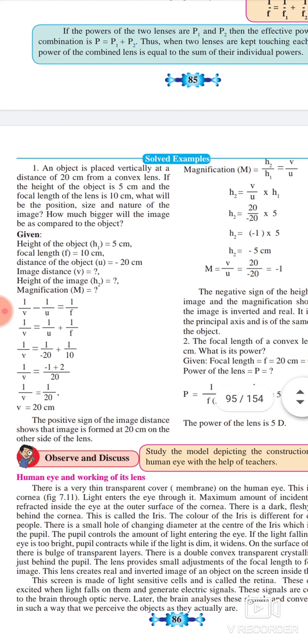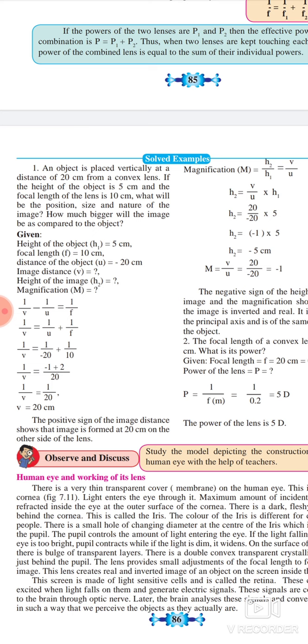What does the positive sign show? The positive sign of the image distance shows that the image is formed at 20 cm on the other side. See, I told you, if it is on the right side of the optical center, that means it will be positive. So it is on the other side of the lens. The answer we got is positive 20 cm. That means it is on the right side of the optical center, that means the other side of the lens.